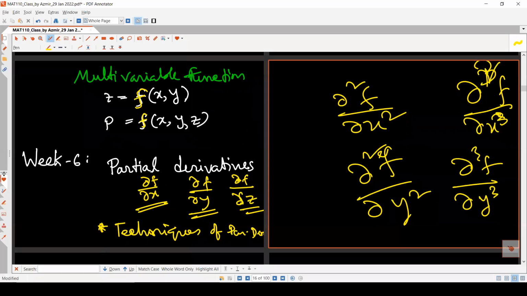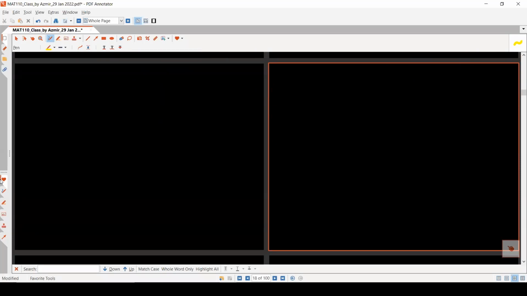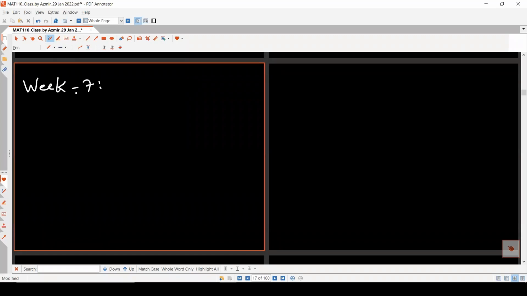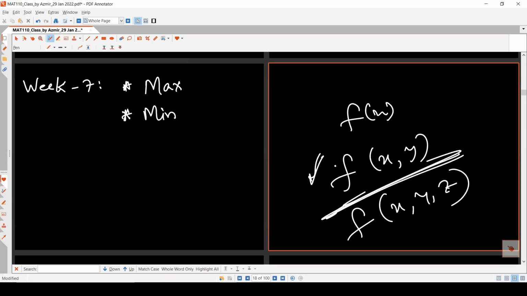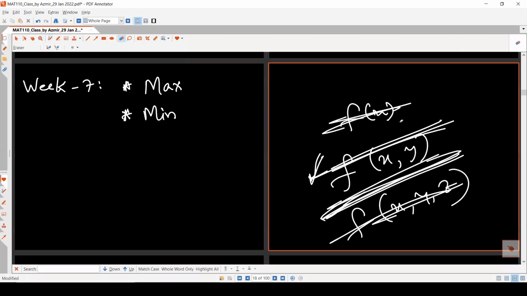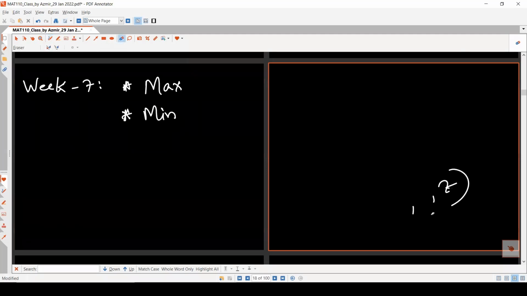And then after week 6, we have again maximum and minimum. So this will be found in week 7. In week 7, we have again the optimization problem, that is maximum and minimum, but not for f of x. Here we will learn how to find maximum and minimum for f of x comma y, f of x comma y comma z. Especially we will focus on how to find the maximum and minimum for f of x comma y. Okay, so this is the contents for week 7.